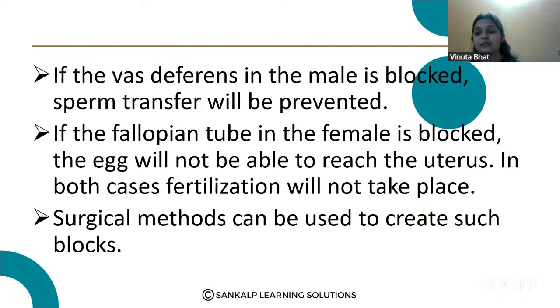So both of these are surgical methods of contraception, and these surgical methods can be used to create such blocks. So these are vasectomy and tubectomy. Vasectomy means the vas deferens is cut and blocked, and tubectomy means the fallopian tube is cut and blocked. That is called tubectomy.